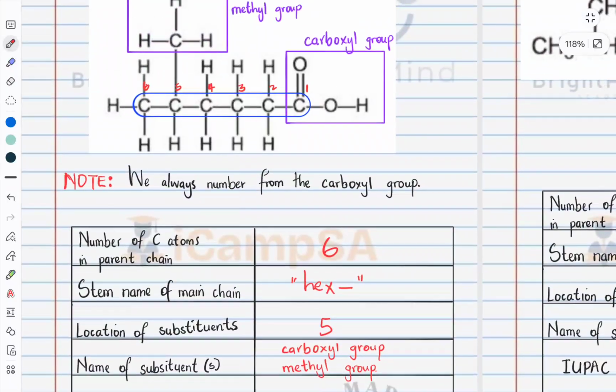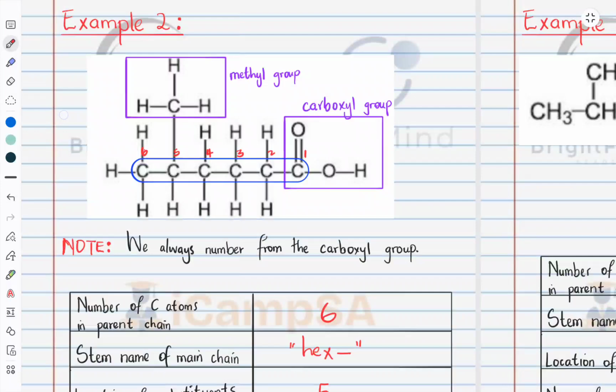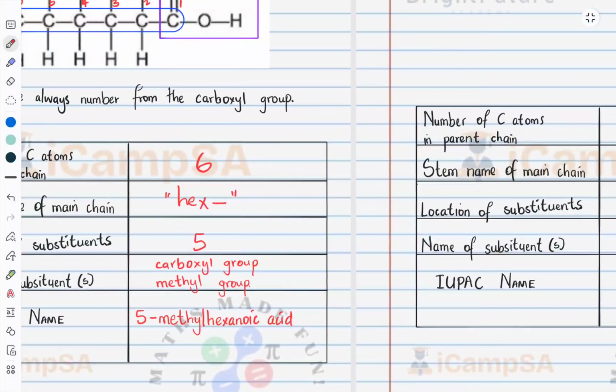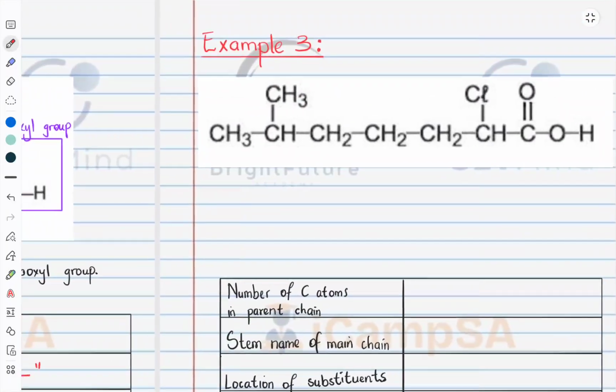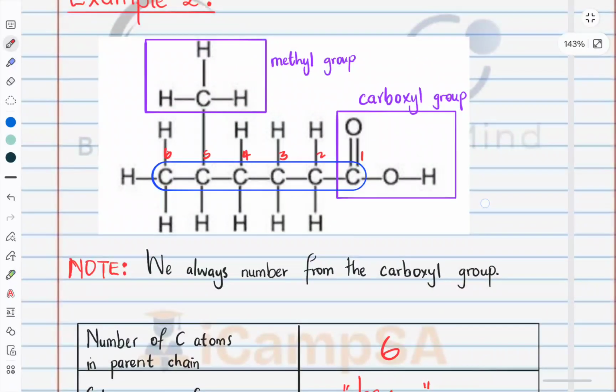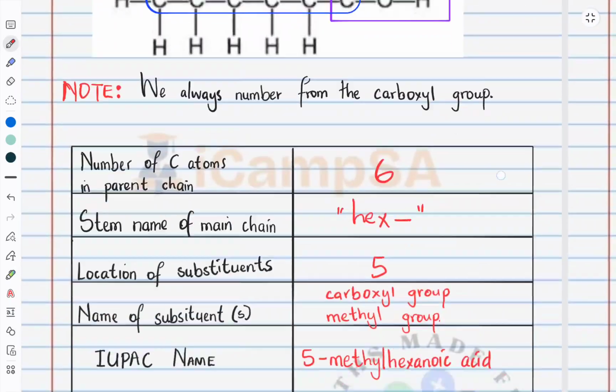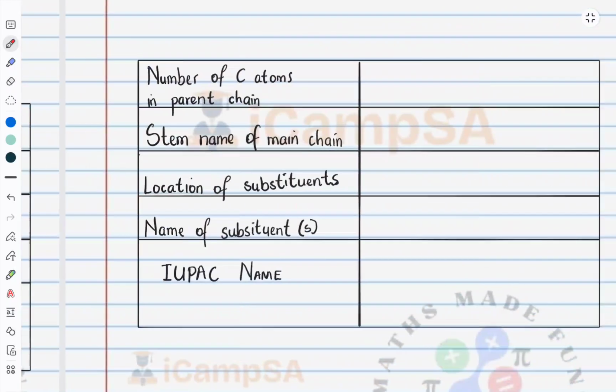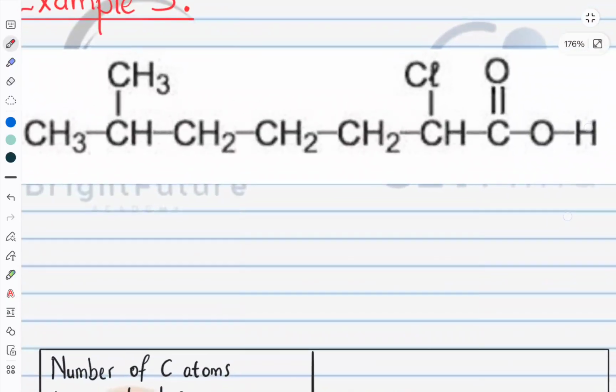So in total, it actually has 2 substituents. Substituent number 1 is the functional group of the compound, which is the carboxyl group. Substituent number 2 is the methyl group, which is just a branch from the parent chain or the main chain of our organic compound. Okay, so that's how it works. And then this is how we would name such an organic compound or such a carboxylic acid compound. Okay, so let's go to our other example.